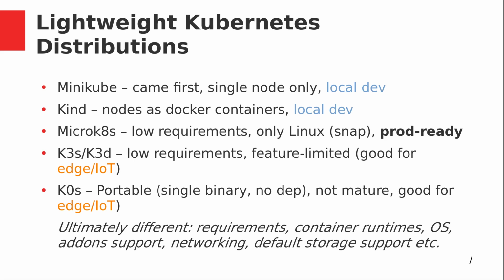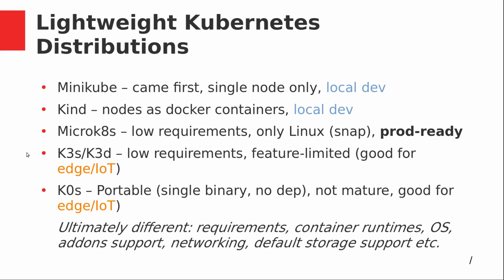So the first one that came out was Minikube. I think it's about 8 years old now, and I believe it's for single node only, although that may have changed, that could be wrong, and it's especially suited for local development environments. The next one that came along was Kind, which is what I'm going to demo to you shortly. This works slightly differently. The nodes are actually inside Docker containers, and again, it's very well suited to local development.